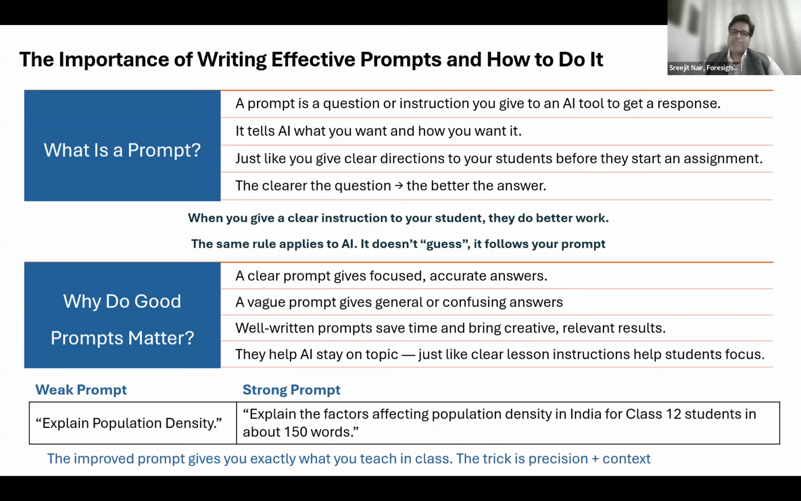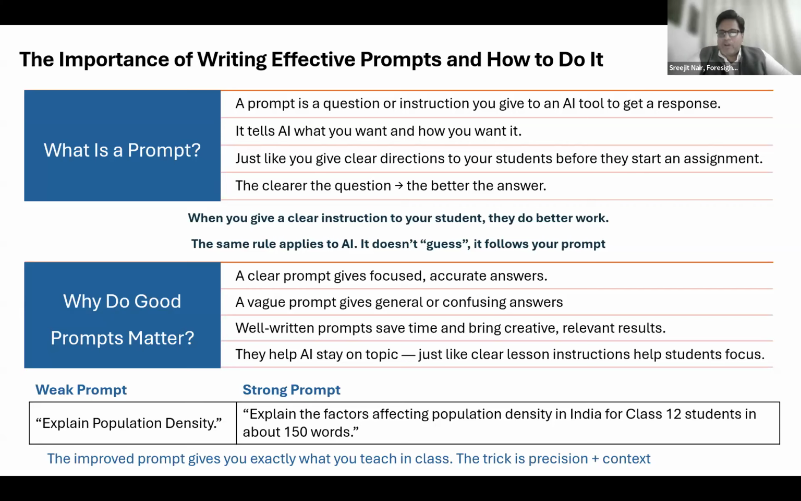The same is something that a prompt or a language-based communication does to a large language model like ChatGPT. The clearer the instruction, the question, the better the answer. So when you give a clear instruction to a student, they understand it and they respond accordingly. And that is the basic same thing that happens when you are prompting or using a large language model.